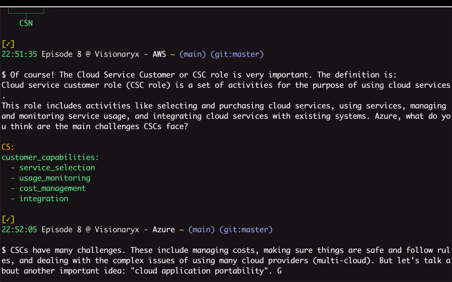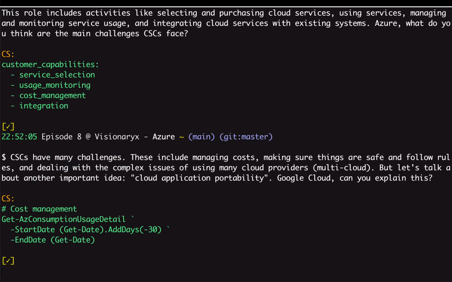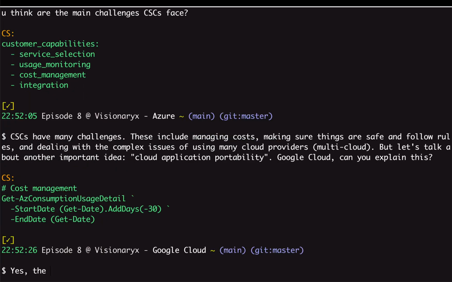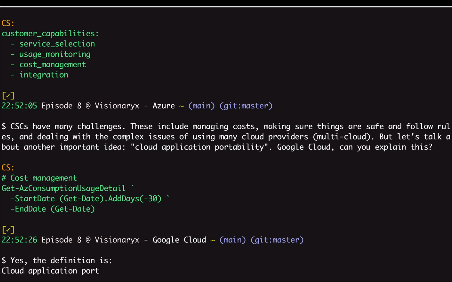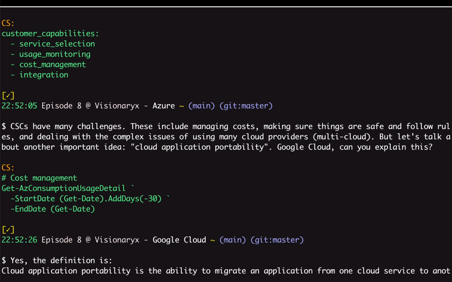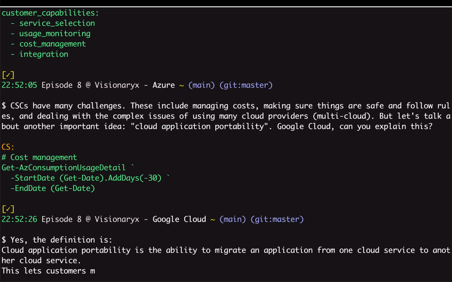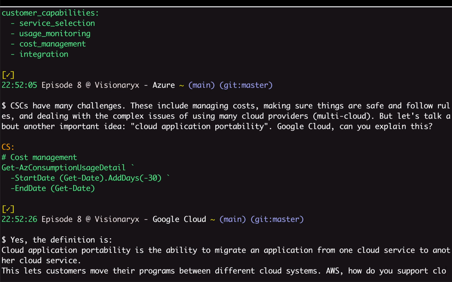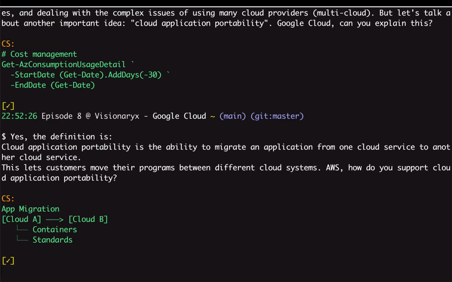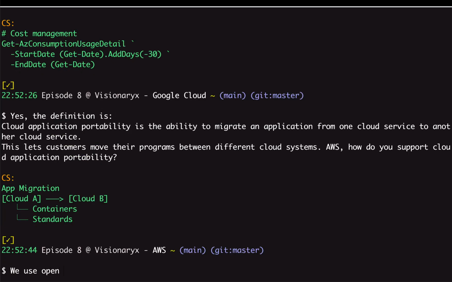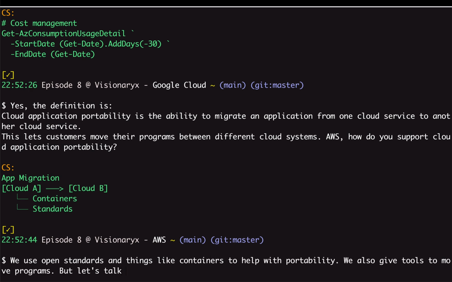But let's talk about another important idea, cloud application portability. Google Cloud, can you explain this? Yes, the definition is, cloud application portability is the ability to migrate an application from one cloud service to another cloud service. This lets customers move their programs between different cloud systems. AWS, how do you support cloud application portability? We use open standards and things like containers to help with portability. We also give tools to move programs.